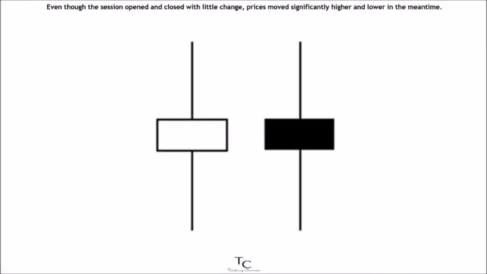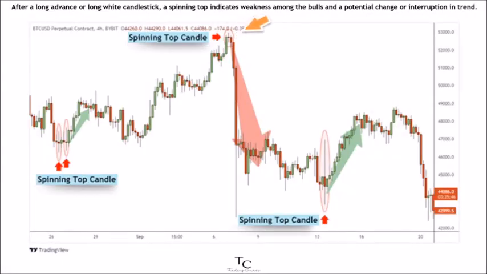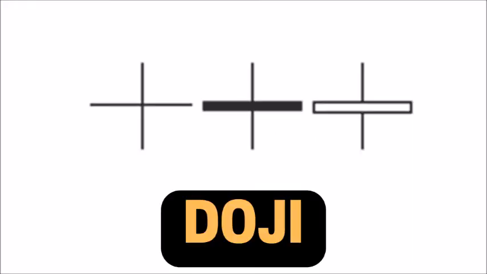Even though the session opened and closed with little change, prices moved significantly higher and lower in the meantime. Neither buyers nor sellers could gain the upper hand, and the result was a standoff. After a long advance or long white candlestick, a spinning top indicates weakness among the bulls and a potential change or interruption in trend. After a long decline or long black candlestick, a spinning top indicates weakness among the bears and a potential change or interruption in trend.